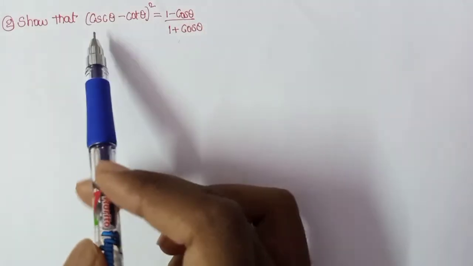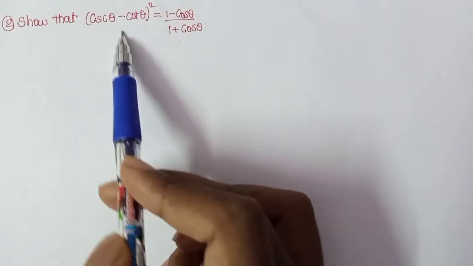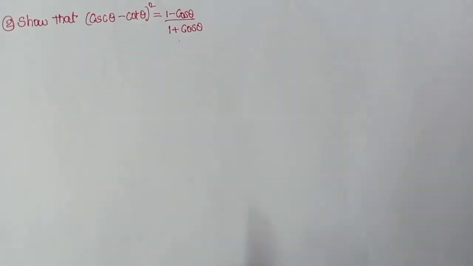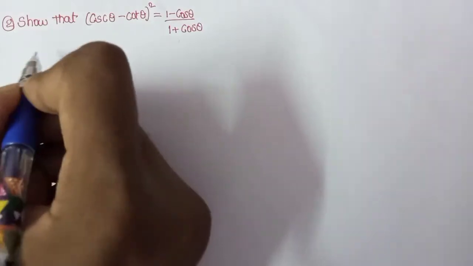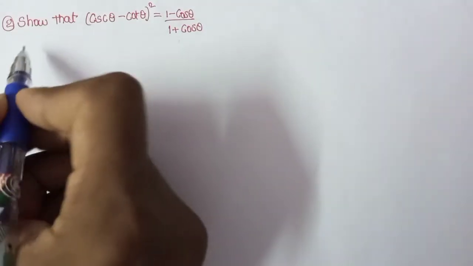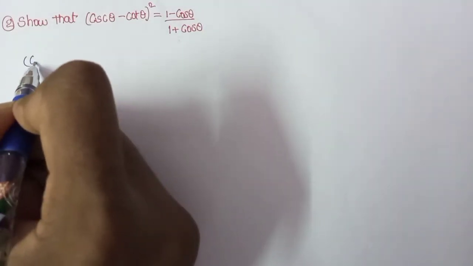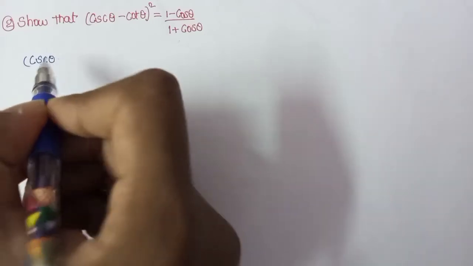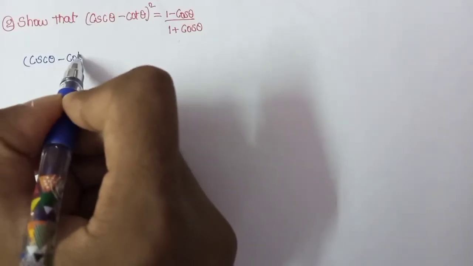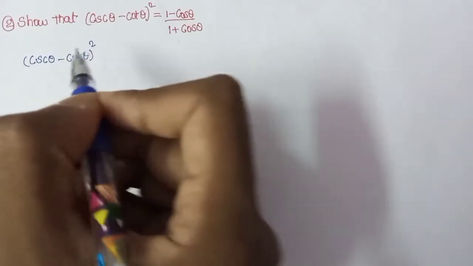In this, we'll take the LHS and derive the RHS. What is the LHS given? That is (cosec theta minus cot theta) whole square.